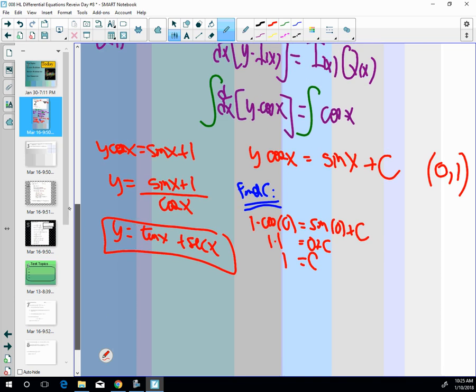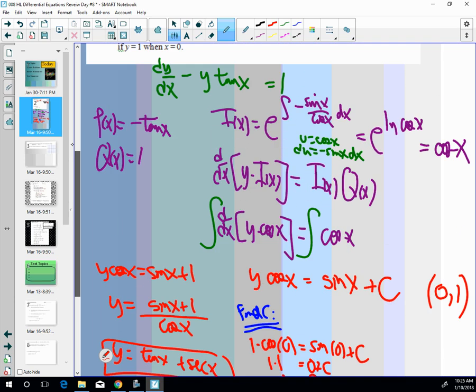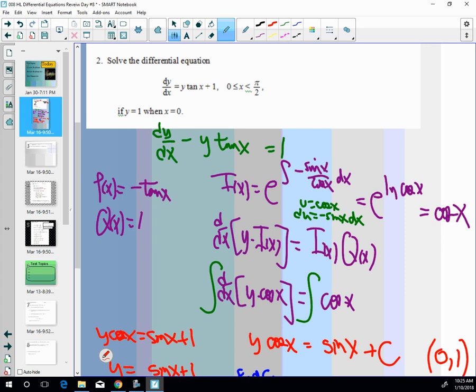Now, do you want to see something amazing? Okay, this is amazing. What is the derivative if y is tangent x plus secant x, which we just found? What's the derivative of this? What's the derivative of tangent? Secant squared. What's the derivative of secant? Secant x times tangent x, right?